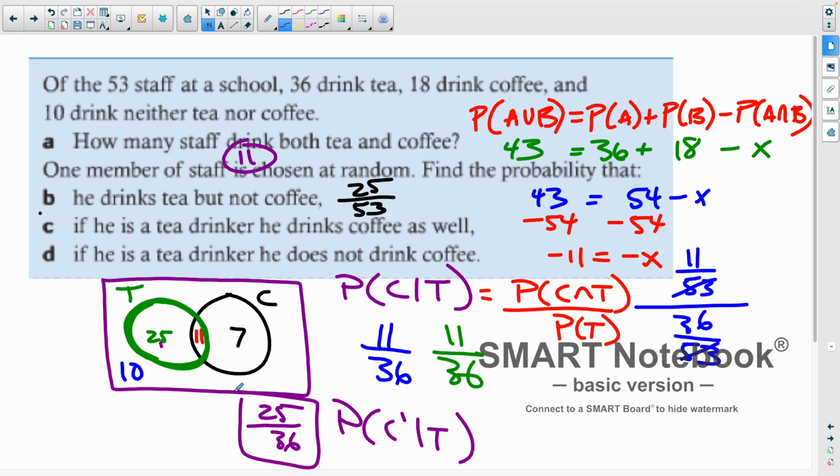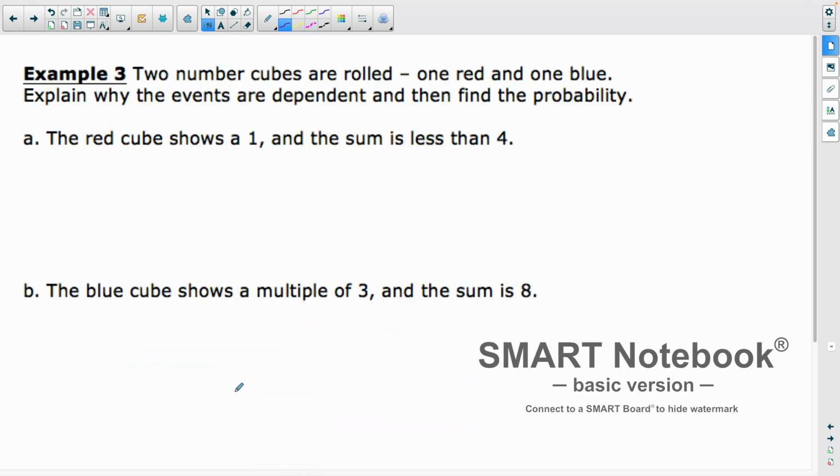All right, let's take a look at a couple last problems. Here's some dependent or conditional probability given some dice. They did say number cubes. Sometimes they'll throw that in there. For the rest of the world, they refer to them differently. So if I have one that's red and one that is blue, explain why the events are dependent and then find the probability.